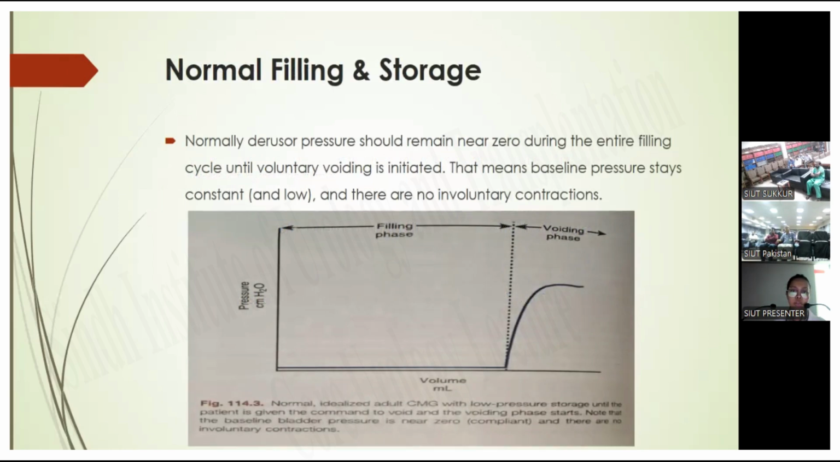Normally, detrusor pressure should remain near zero during the entire filling cycle until voluntary voiding is initiated. That means baseline pressure stays constant and low, and there are no involuntary contractions. So this line is showing the filling phase, and here we see the pressures, and here is the volume. We can see that there is no involuntary contraction, and the pressure is low and near zero. And this is the point where voiding starts, and at that time pressure rises and the patient voids.